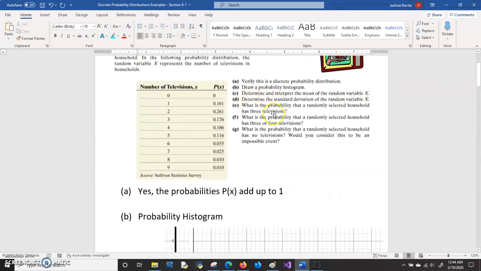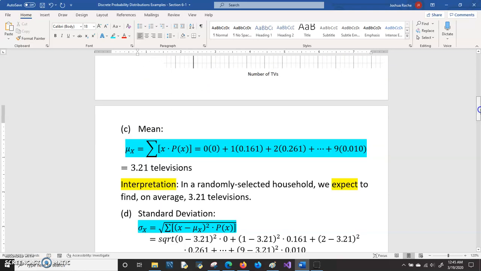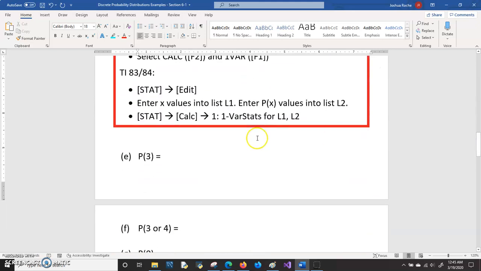Back to the problem, in part E, they say, what's the probability that a randomly selected household has 3 televisions? So we can just go right to the table. 3 televisions is right here. The probability is 0.176. So there's nothing to calculate. You just go right to the table and look that up, 0.176.